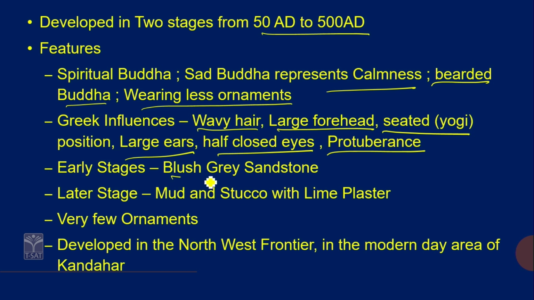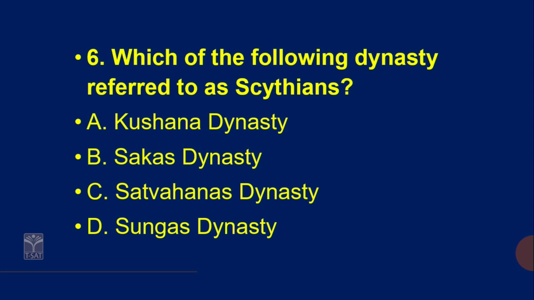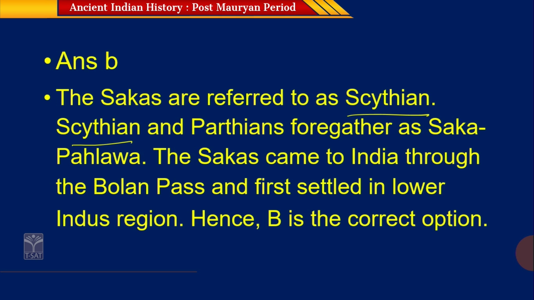Early stages, blush sandstone. Later stages, mud and stucco with lime plaster. That's why we observe the very fine, soft finish of Buddha's idols in Gandhara school. Okay, now, which of the following dynasties is generally referred to as Scythians? Kushanas, Shakas, Shatavahanas, or Shungas? Answer is straightforward. I've told this multiple times. These are Shakas. Shakas were the ones who were generally referred to as Scythians.